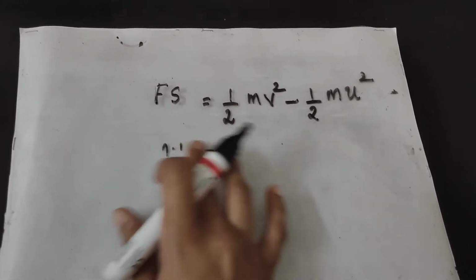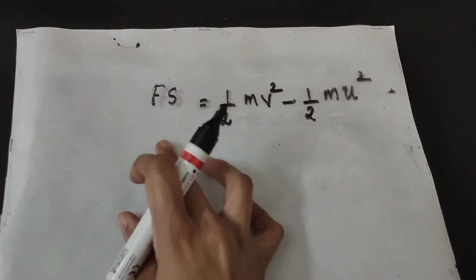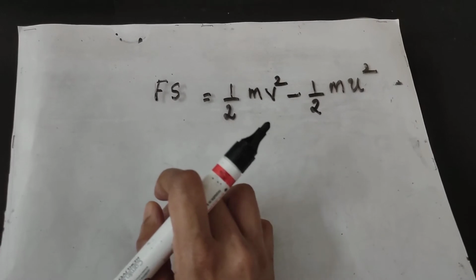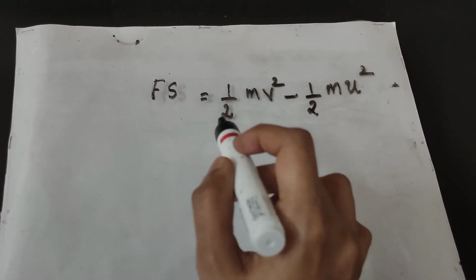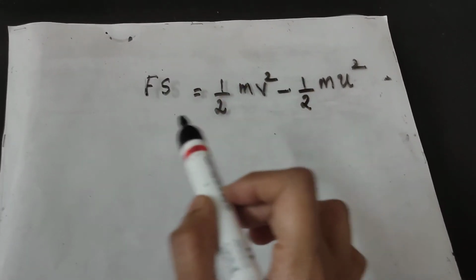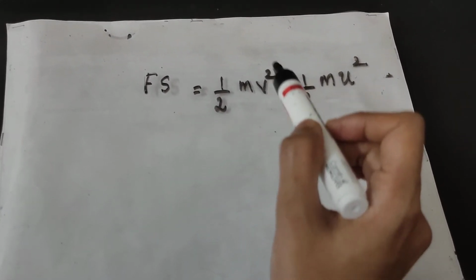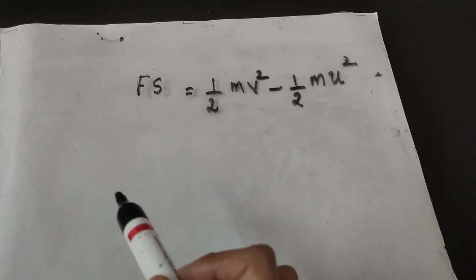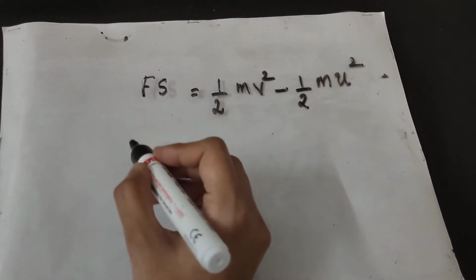And let us check the correctness of this equation. It is based on which principle? It is based on the homogeneity principle. If this equation is dimensionally correct, then the dimension of Fs will be equal to the dimension of mv square, which is equal to the dimension of mu square. Let us check the correctness of this equation.